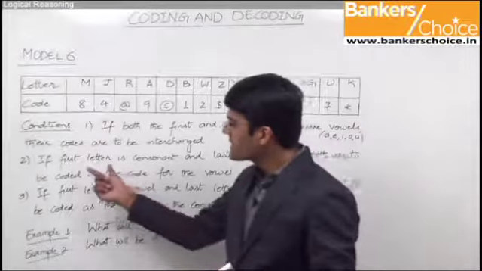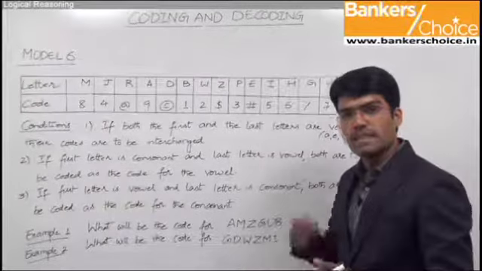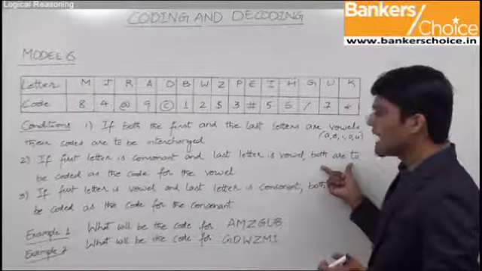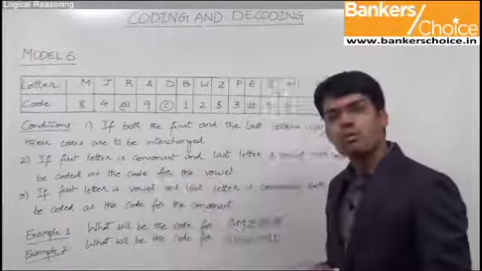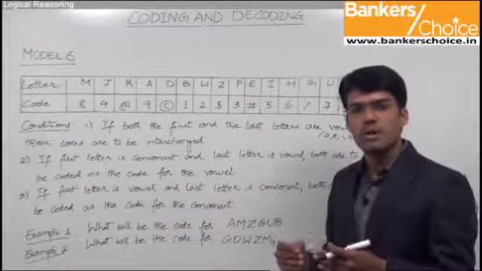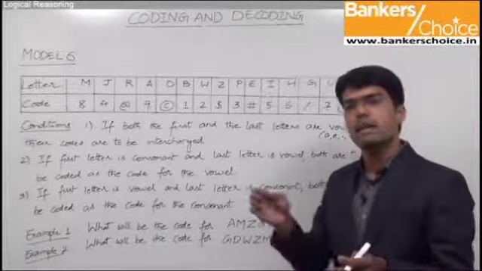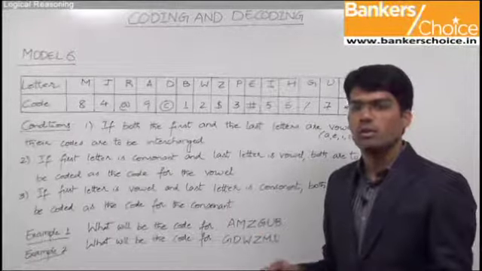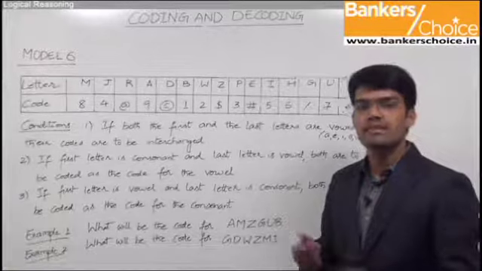The second condition is if the first letter is a consonant, that is anything other than a vowel, and the last letter is a vowel, then both are to be coded as the code for the vowel. So for a given word, if we find that the first letter is a consonant and the last letter is a vowel, then for both the letters we should take the code for the vowel only, and the remaining letters are coded as given in the table.